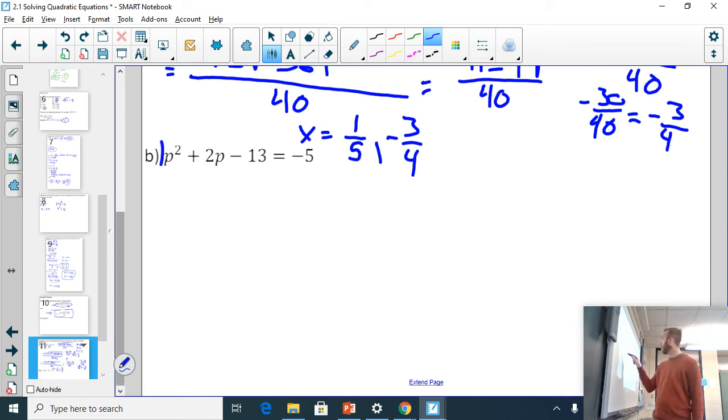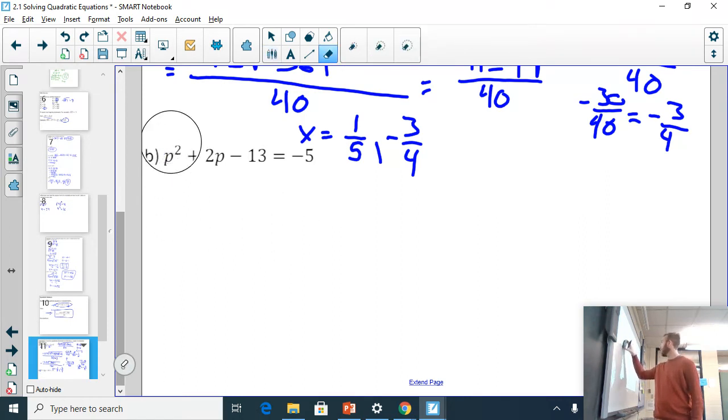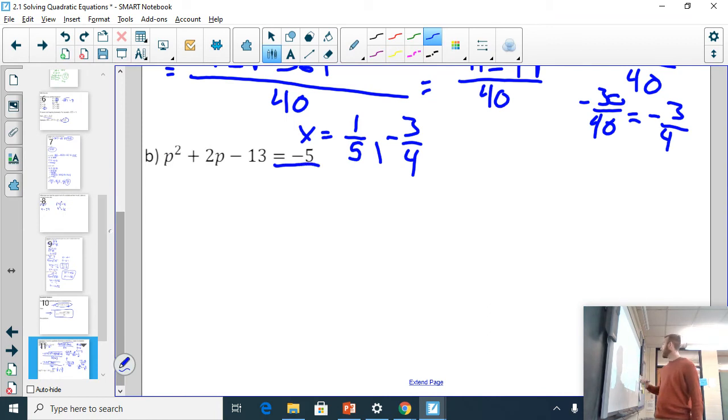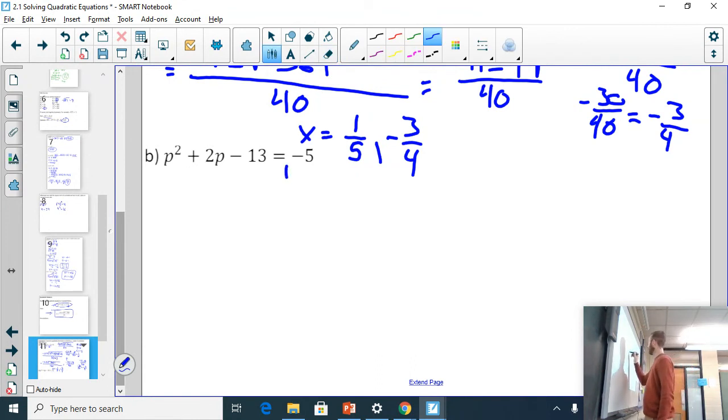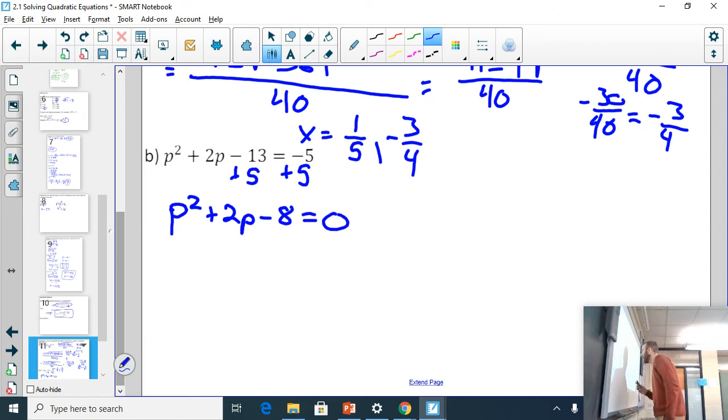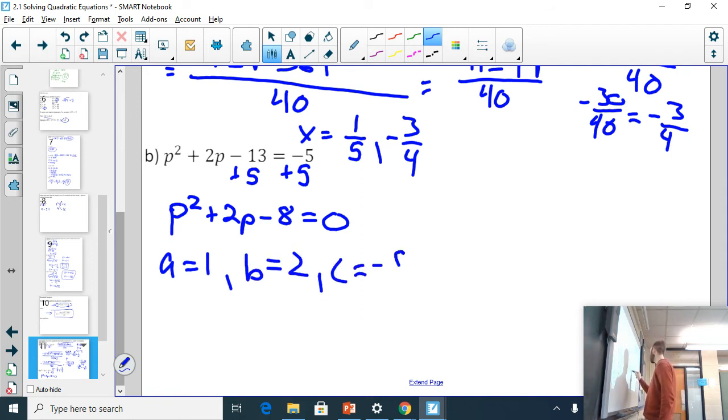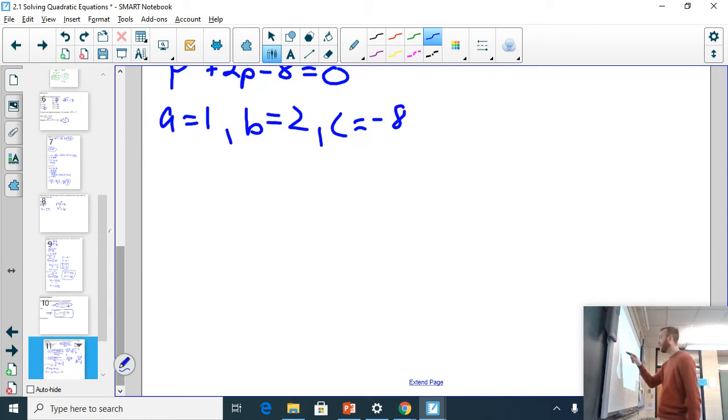We have an invisible 1 in front of that p, so a equals 1, b equals 2. Actually, I almost missed something here, right? An important note is we need it equal to 0, so I'm going to add that 5 over first. So I'm actually going to have p squared plus 2p minus 8 equals 0. And so that changes my a equals 1, b equals 2, and now my c is changed to negative 8. And now I just plug it in, right?